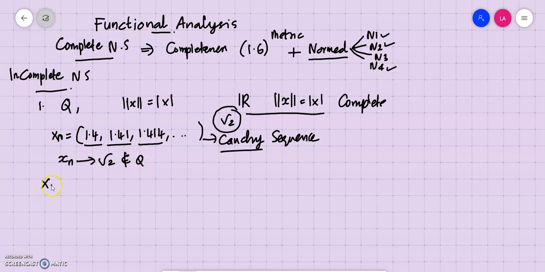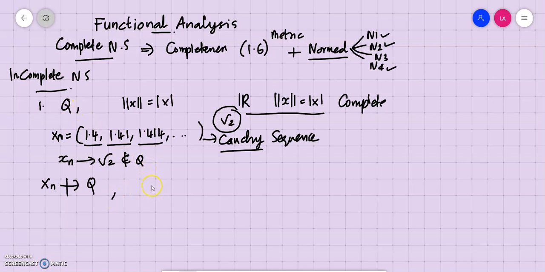So we have a Cauchy sequence x_n which does not converge in Q. In order for a space to be complete, every Cauchy sequence must converge in the space itself. Here we have a sequence which converges, but it does not converge in Q. So the space Q is not complete.